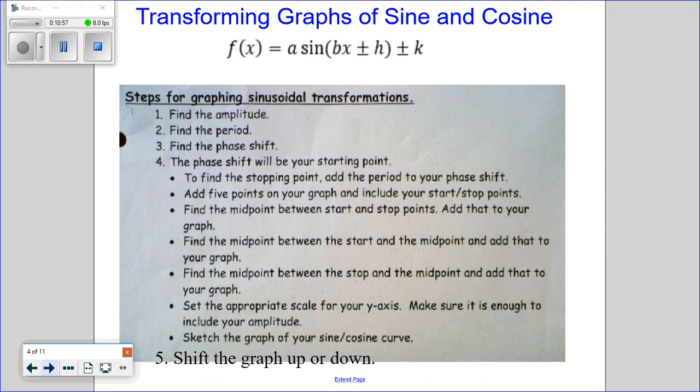So the transformations are the same, but because of the nature of these functions, we use a little bit different terminology. Okay, so we often refer to A as the amplitude.